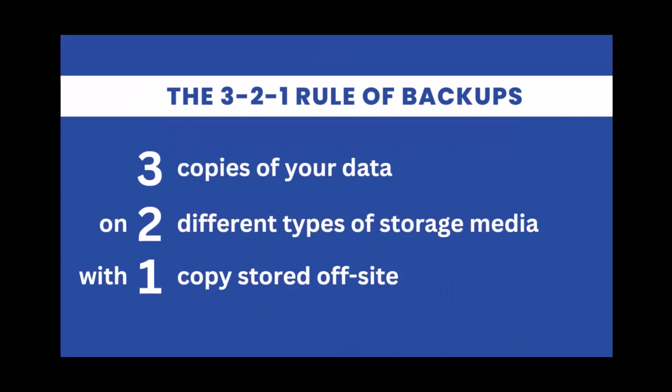So the golden rule for backing up data is known as the 3-2-1 rule. And that means making sure that you have 3 copies of your data on 2 different types of storage media with at least one copy stored offsite.